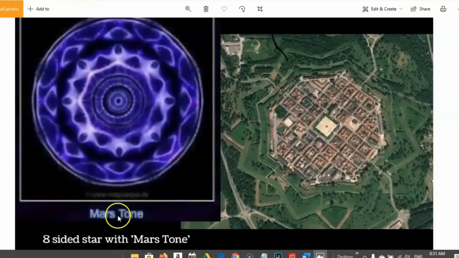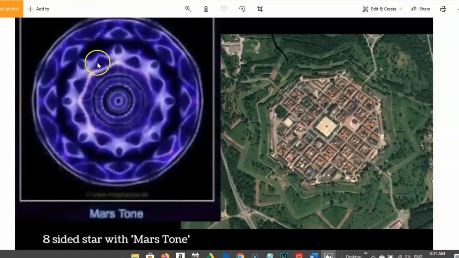This is called the Mars tone. I'm not really sure. I haven't looked into these. I've got a few. You've probably seen there's some other pictures similar to this in the video. They're all different tones. Now, I'm not sure how they actually get them, but as you can see, it's just very similar geometry. I mean, look at this. We've got a nice 1, 2, 3, 4, 5, 6, 7. Hang on, that's not right. 1, 2, 3, 4, 5, 6, 7, 8. 8-sided.